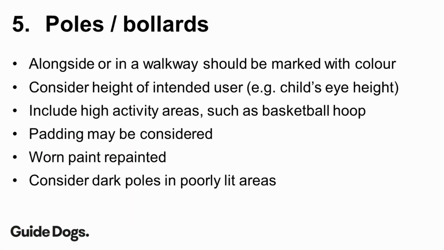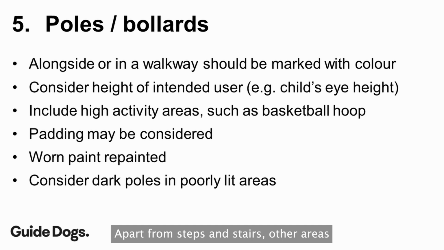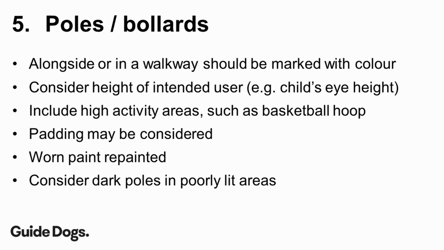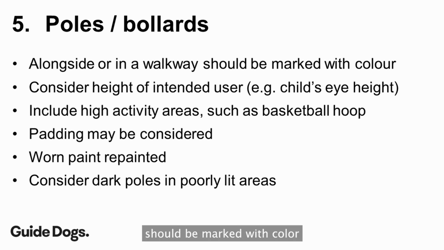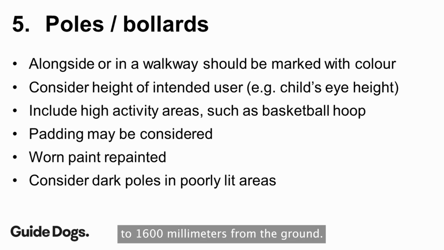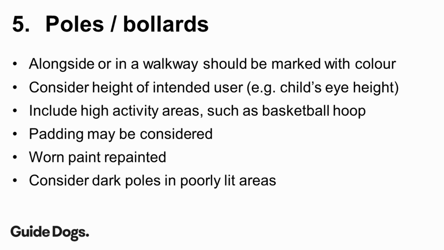Poles and bollards. Apart from steps and stairs, other areas commonly marked are posts and poles. Poles that are alongside or within a designated walkway should be marked with colour to increase its luminance contrast against its background. This can be achieved by marking the whole pole or marking with a minimum strip of 75mm with a height range of 1200mm to 1600mm from the ground.